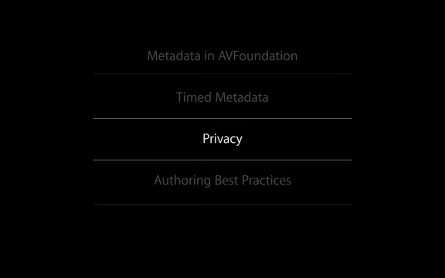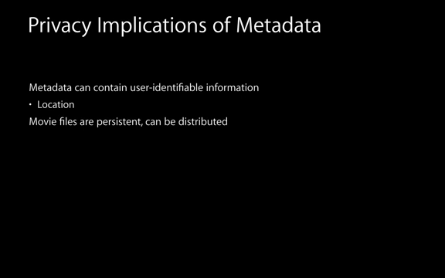Our next topic is privacy. Why is privacy important in this context? Well, anytime that you're writing your user's data to a file, you need to be at least considerate about their privacy and be aware that the metadata that you write out to these movie files can contain user identifiable information. The most obvious example of that is location. And so, because movie files can be distributed and we want to protect the privacy of our users, for our built-in sharing services, we do our best to strip out any potentially user identifiable information, such as this location, and we recommend that you do the same.